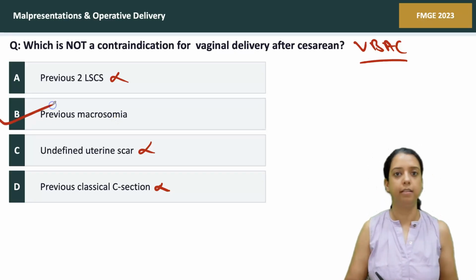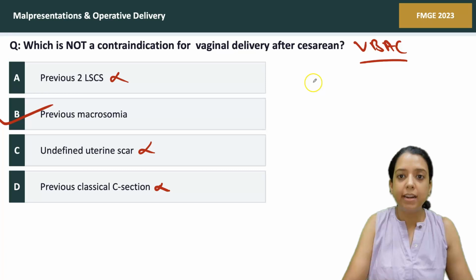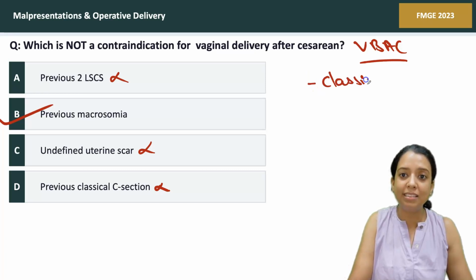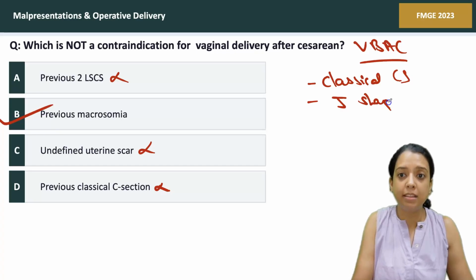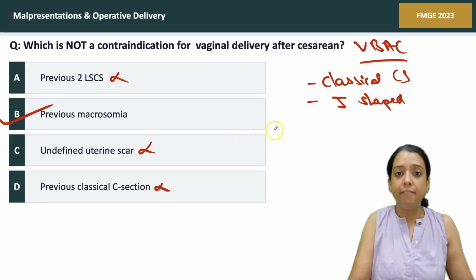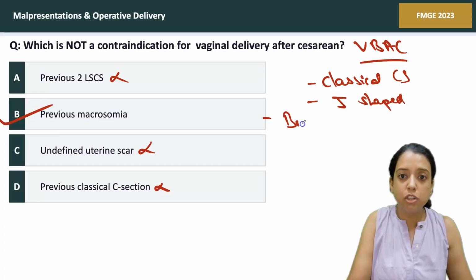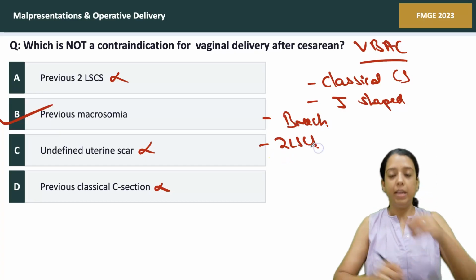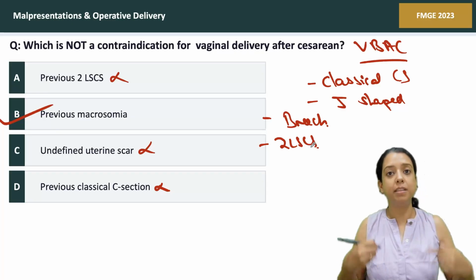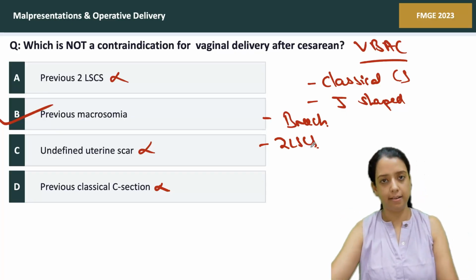Of course I can. So VBAC is contraindicated when there is a history of classical cesarean, when there is a previous J-shaped incision, okay? When it is a breech baby, when previous two LSCS are there. In these indications, vaginal birth is not tried after cesarean.